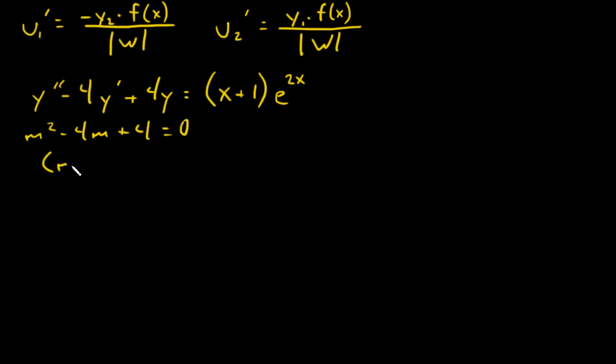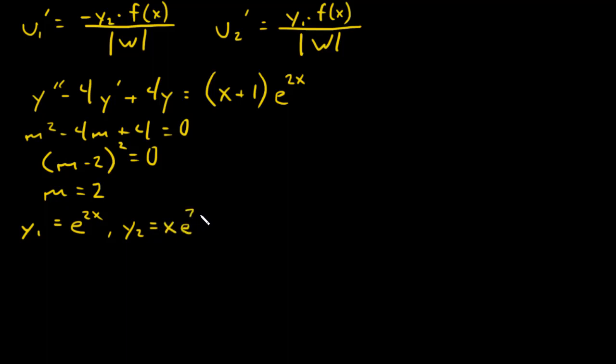Well, that's just going to be (m - 2)^2 = 0. So m = 2, but it's repeated. So I'm going to get y1 = e^(2x), and y2 = x e^(2x), right? Where normally I would do y_c = c1 times this plus c2 times this. But these are our actual solutions. Why did I do it that way? Because this and this are what we have up here.